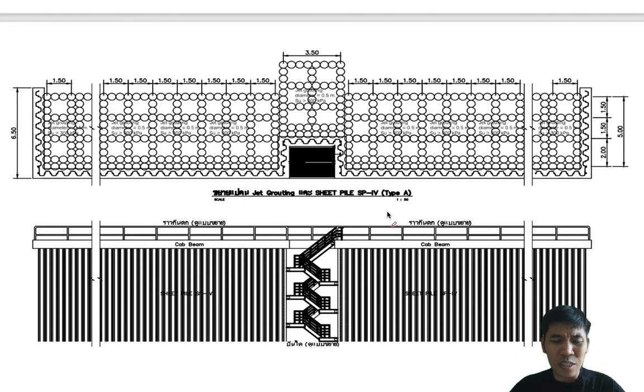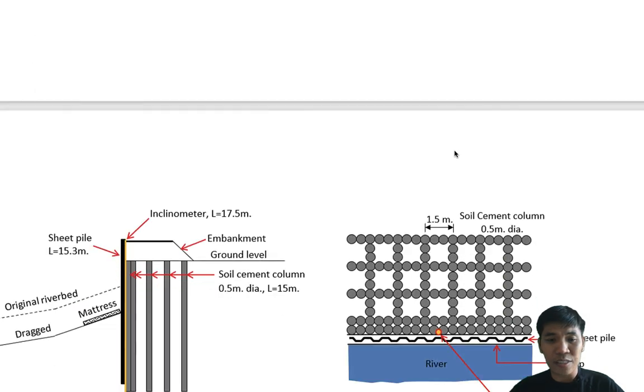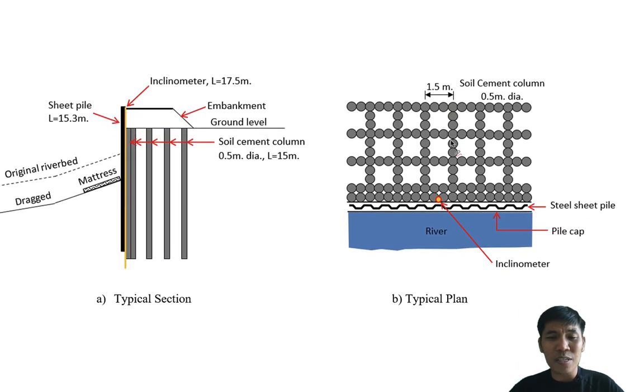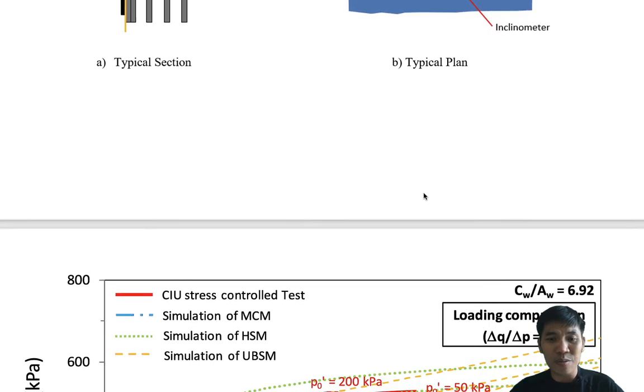The typical top view is composed of a lot of soil cement columns around here, and at the facing of this wall they have the sheet pile. The sheet pile acts as riverbank protection, and the designer intended it to reduce tension cracks on the side of the soil cement column. And we installed the inclinometer at the front face of the deep mixing.